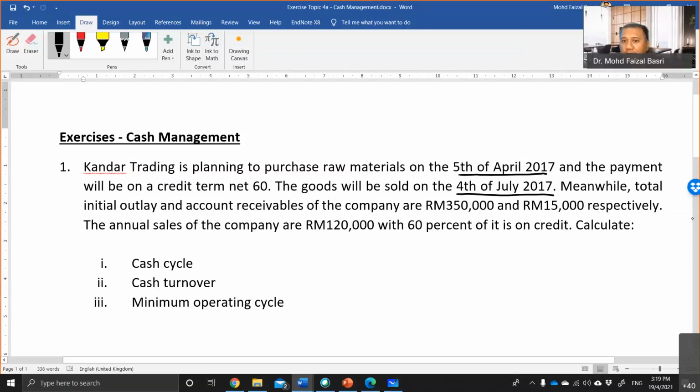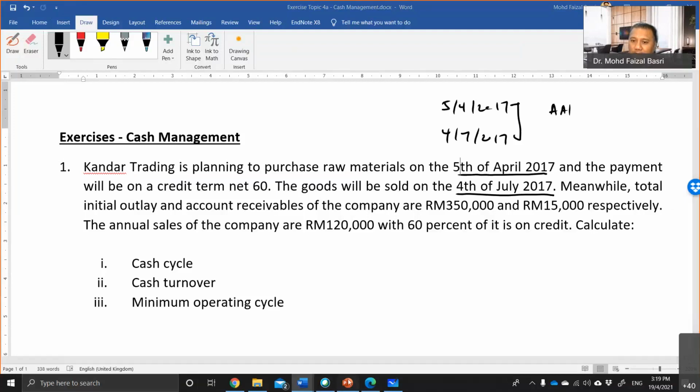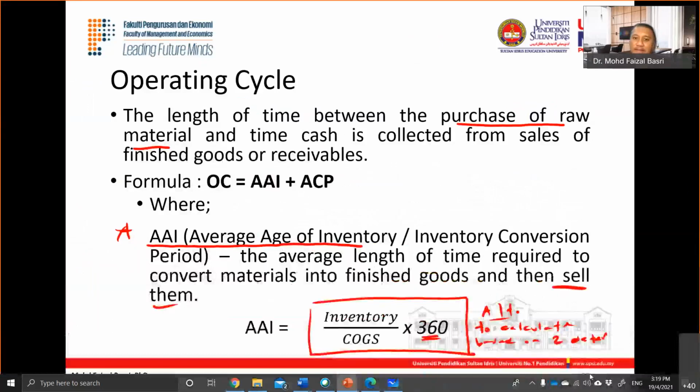Okay, we have 5th of April 2017 and we have 4th of July 2017. So EAI will be the difference of these two. Why? Because this fits the definition of EAI. So, I repeat, how to find EAI is either by using this formula, but if you want to use this formula, we need to know these two values.